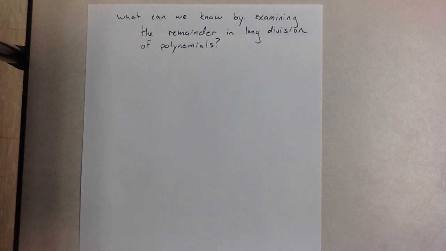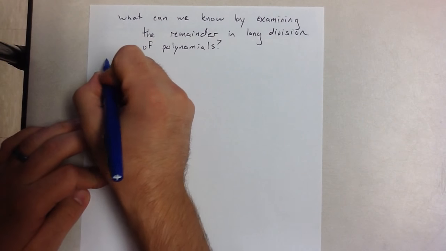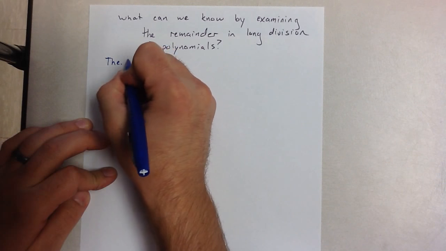Okay, so in the previous video, we looked at how we divide two polynomials using long division, and we ended with looking at two situations where we had a remainder of 0 and a remainder of something that was non-zero. And we are going to find here that there are some interesting facts that can be said in the two situations. So first, let's examine what's called the remainder theorem.